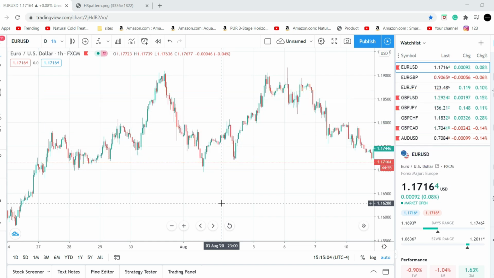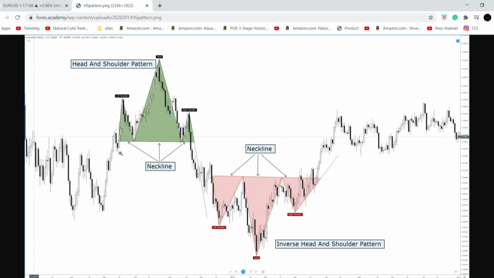I actually like it better than the regular head and shoulders. To me, I don't know why. Maybe because the market has been very, very bullish. I trade the NASDAQ 100 and US 30, and the inverse head and shoulders works way better than the regular head and shoulders.